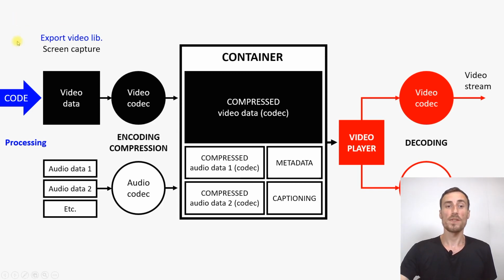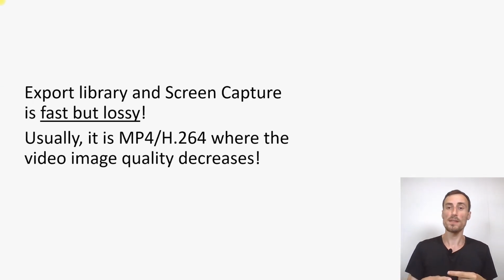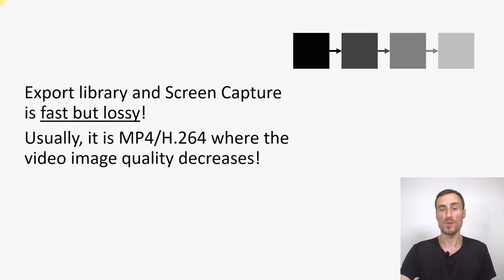For the other ones, like export video library or screen capture, that's usually this kind of software or library, and the screen captures in general export with the H264 codec and MP4 container. This is generally a lossy format. So if you use these methods, you have very poor quality, because you might want to re-edit the graphic, and then you will have even less quality in your video. So export library and screen capture are very fast but lossy, usually H264 and MP4, where the video image quality decreases. That's what happens when you use those two options.